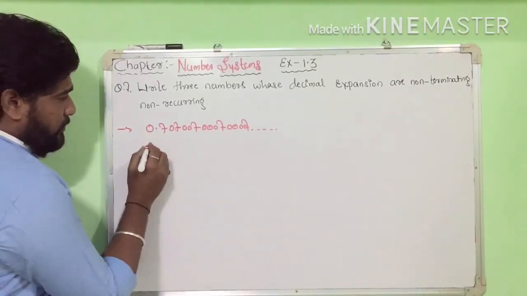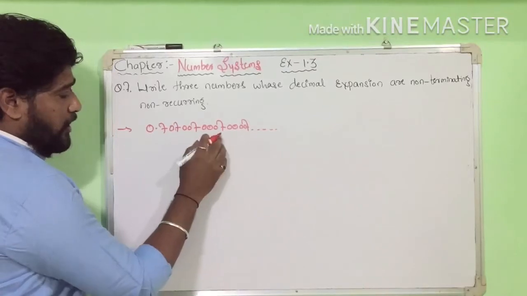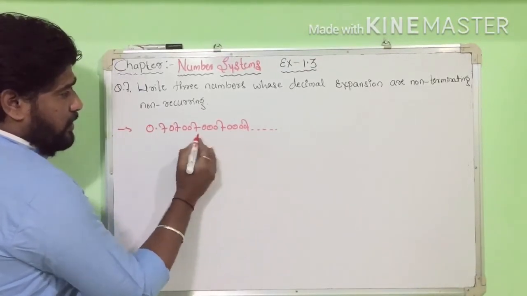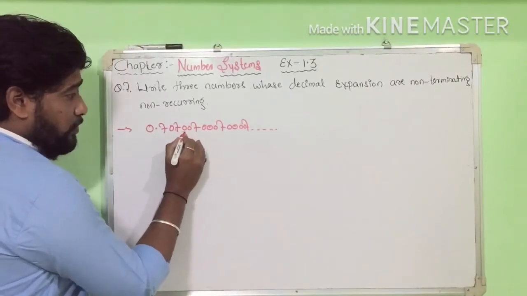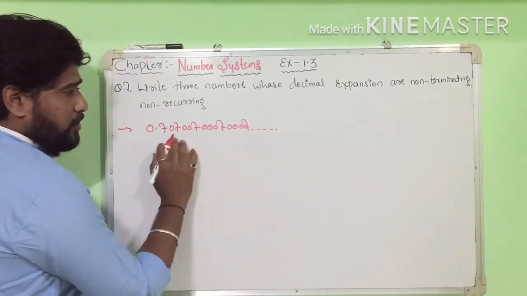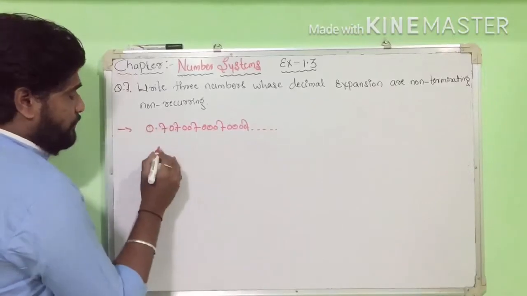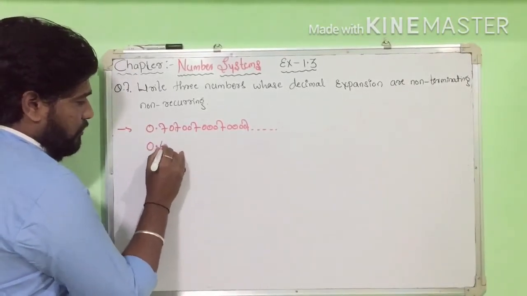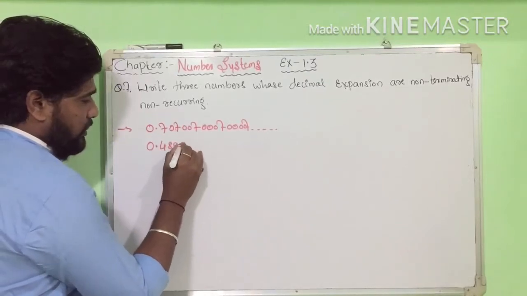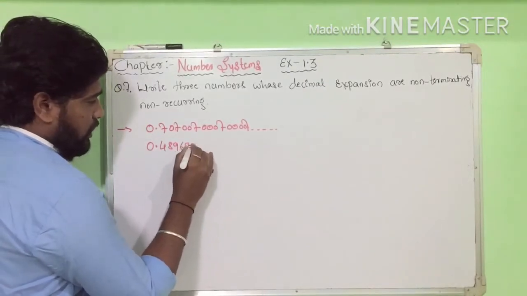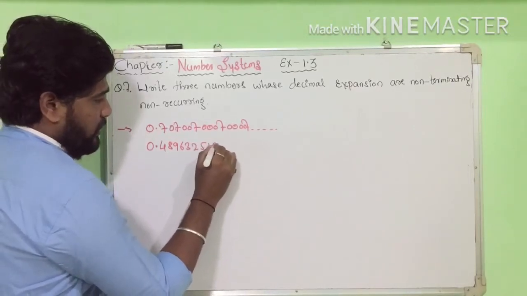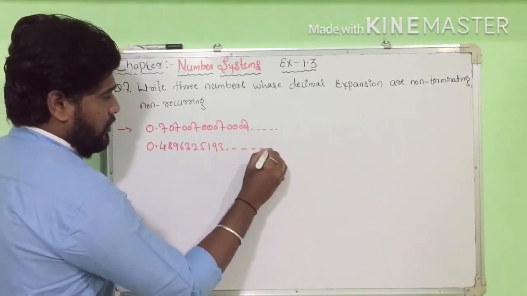So another example, non-terminating and non-recurring. See here, the number is also not repeating here, right? So here 107, 207, 307, right? So it is not recurring. So another one, 0.4896325193 and so on.